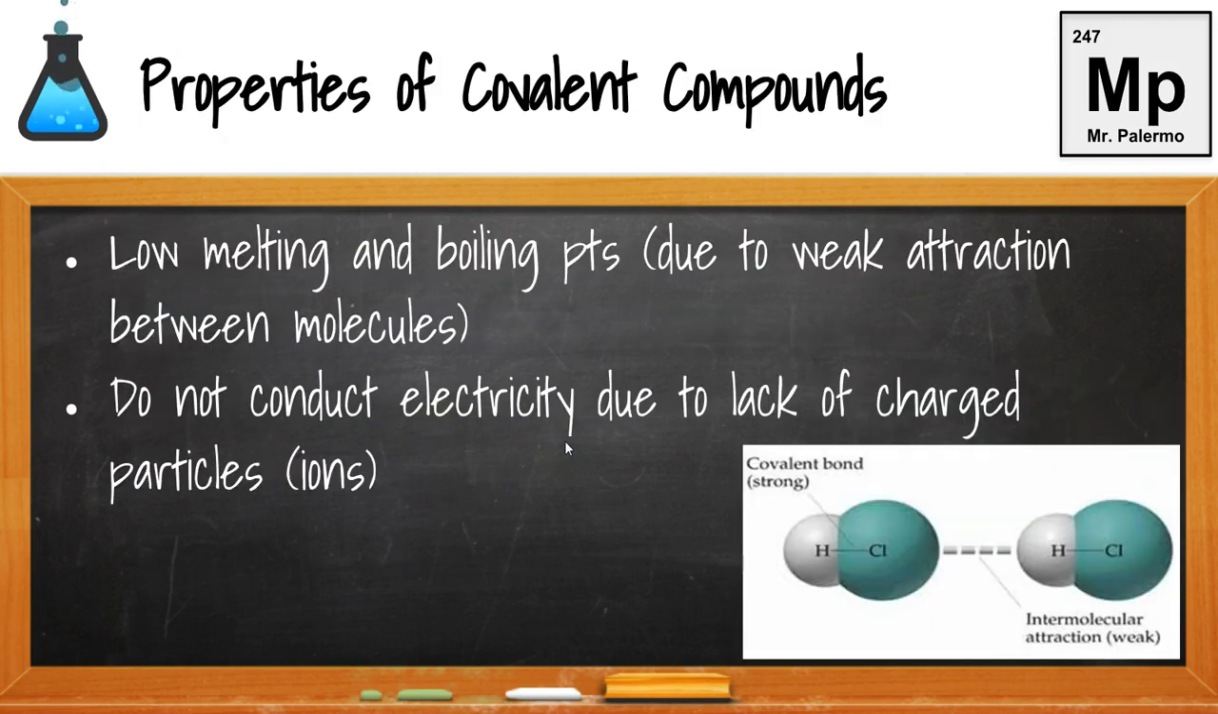So what are the properties of covalent compounds? Well, they have very low melting and boiling points. This is due to the weak attraction between the molecules. So here's a covalent bond. This is HCl. Here's another one.